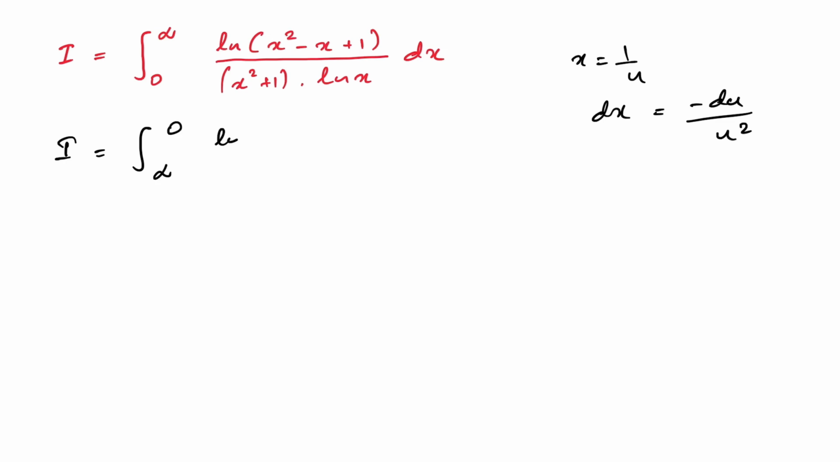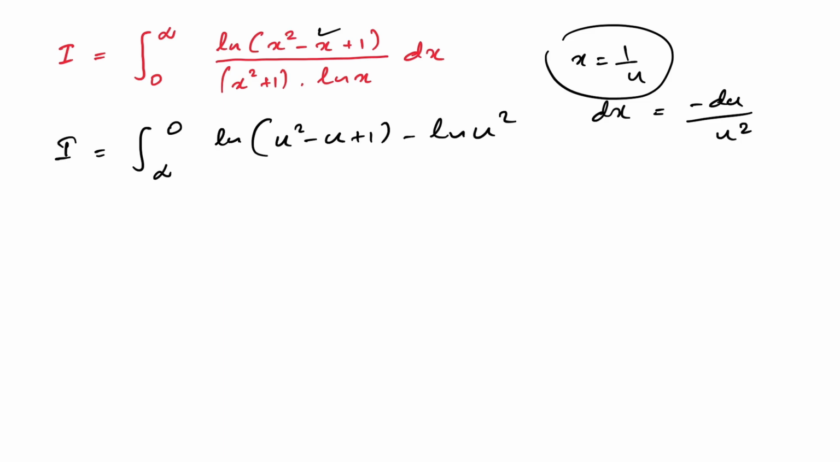Then natural log of x square, we know, is 1 over u square. Here x we know is 1 over u. So if we take a common denominator inside the parentheses, we know the common denominator is u square. But in the natural log we have f of x over g of x type. So we know natural log of u square minus u plus 1 minus natural log of u square, according to the rule of natural log.